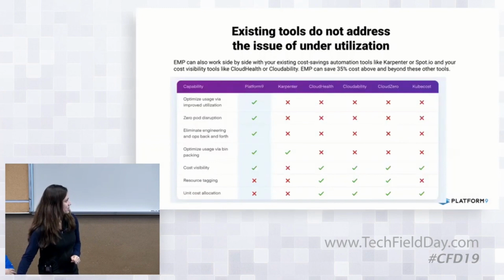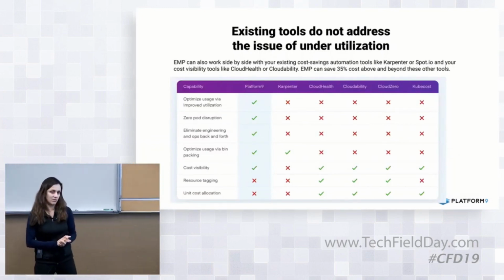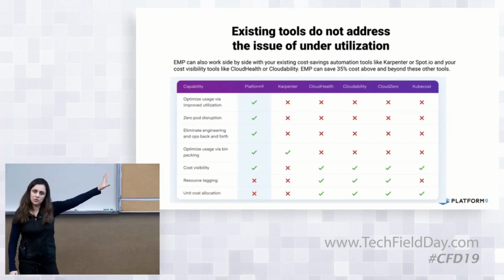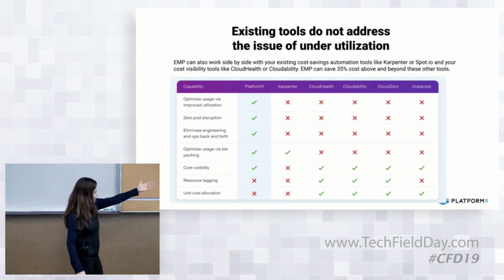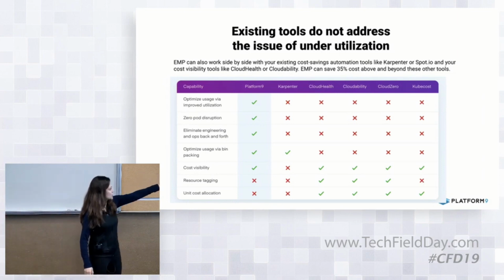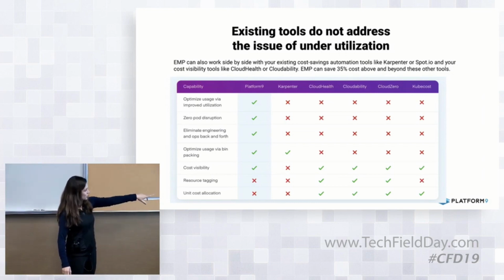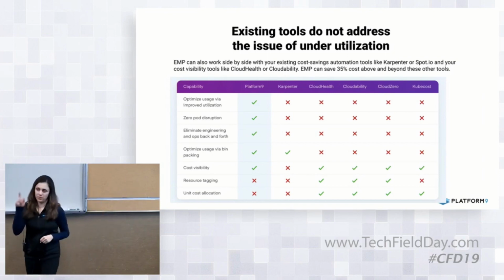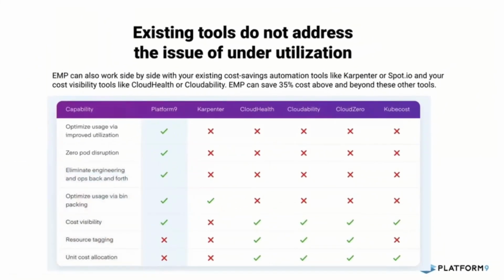So just summarizing differentiation of EMP, there are some tools in the marketplace that we come across most that we've taken as examples. But we are, by the way, complementary to all of these tools because we're not in the business of giving you the best cost visibility around your Kubernetes clusters, right? A lot of these tools do an excellent job at that. But what EMP is really good at is these top 4 things: optimizing usage by improved utilization, optimizing usage by bin packing, zero pod disruption, and eliminating that back and forth loop. Because we don't need to ask engineers to change their request limit values. We're just taking care of things behind the scenes.